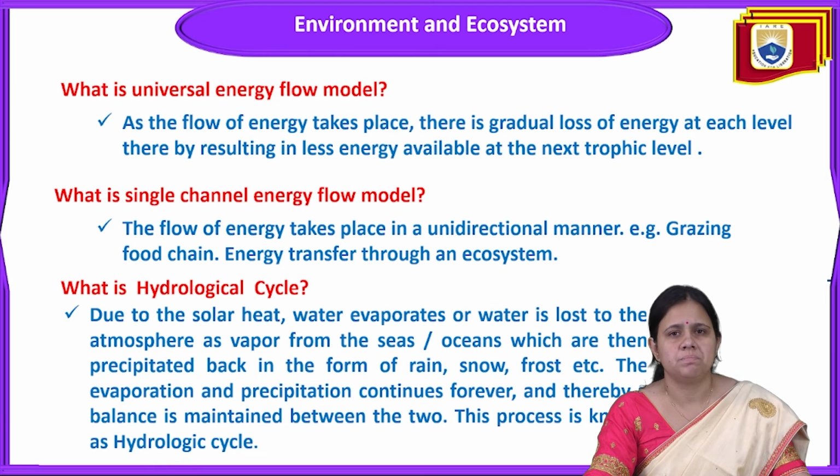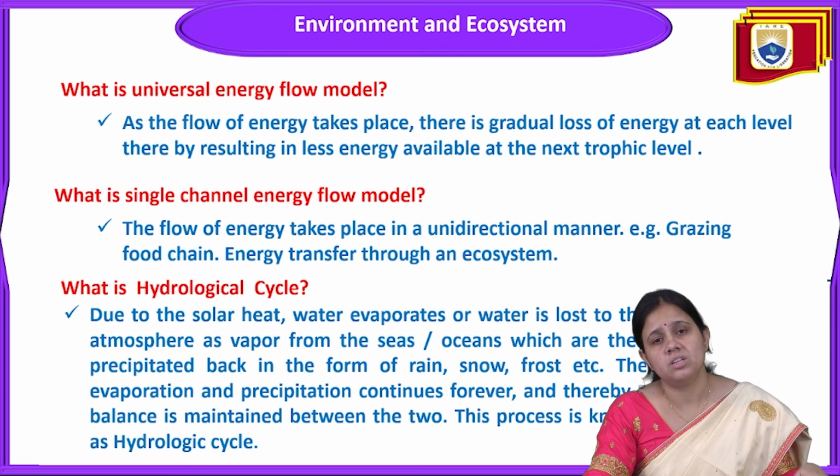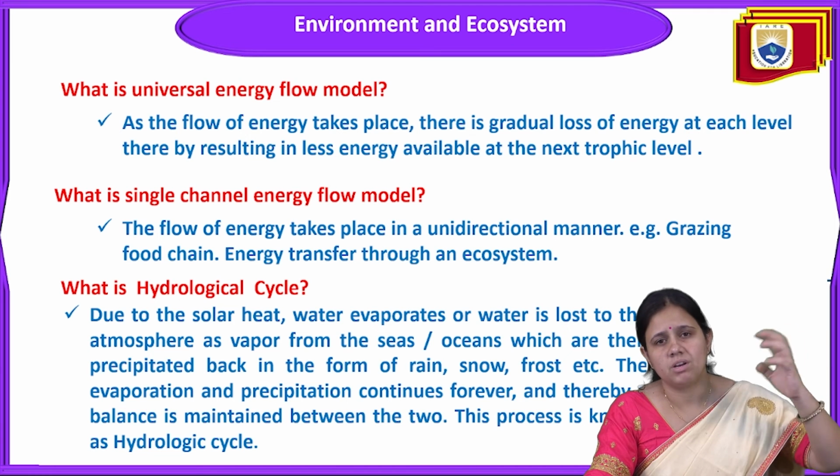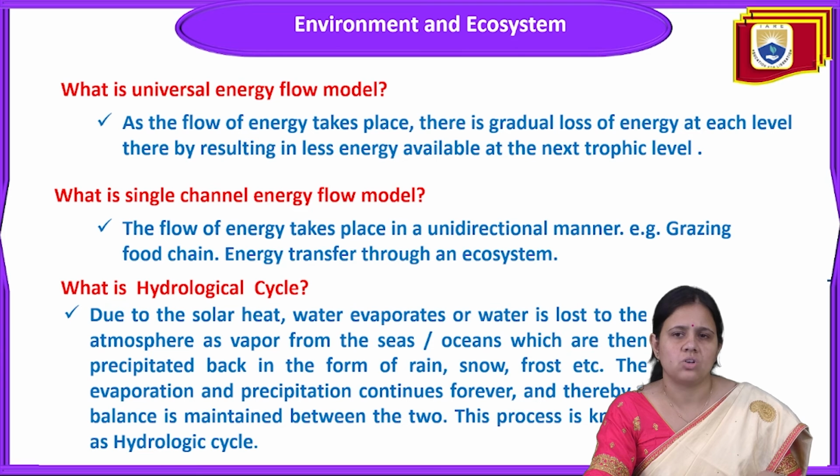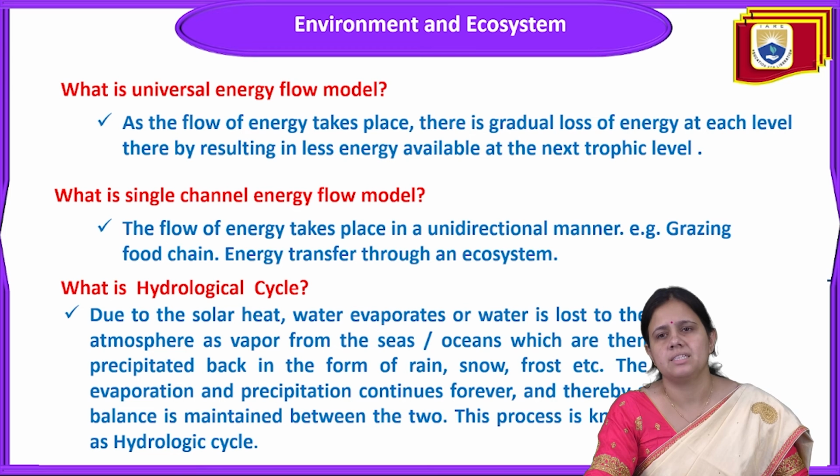So due to the solar heat of the sun on the earth, water is converted into vapor by evaporation, and by the process of precipitation as rain, that water comes back again to the earth. That is called the hydrological cycle. That is all about the water cycle. This is again a very important question that will be asked in any examination.